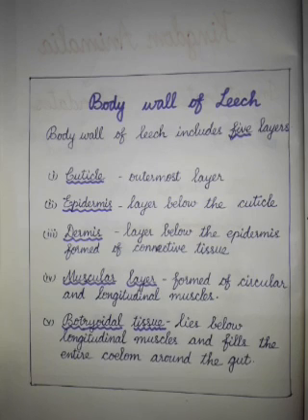கட்டை சுற்றி இருக்கிற அந்த சீலோம் அதை ஃபில் பண்ணுற மாதிரி இருக்கிற டிஷ்யூ தான் botryoidal tissue. Totally, there are 5 layers in the body wall of leech. Cuticle, epidermis, dermis, muscular layer and the botryoidal tissue.